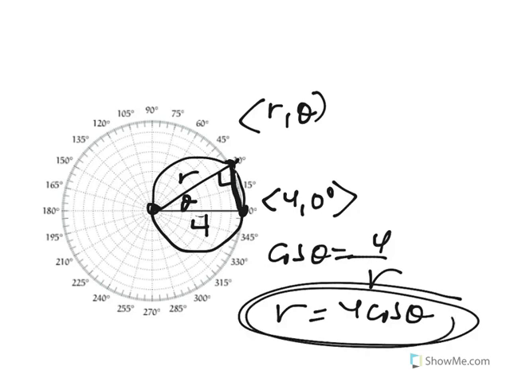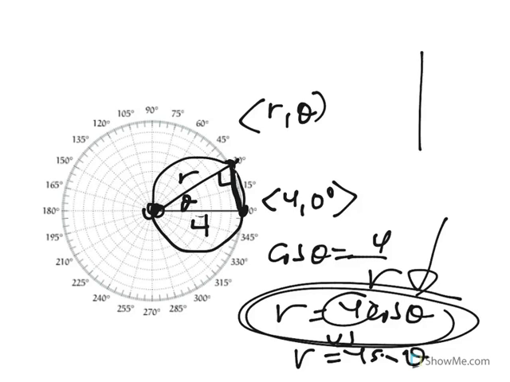So if you see something in this form, r equals something cosine theta, it's going to be a circle with diameter 4, which goes through 0, 0, and whose center is on the x-axis. But compare that to r equals 4 sine theta, that's one where the center is on the theta equals 90, or like the y-axis.